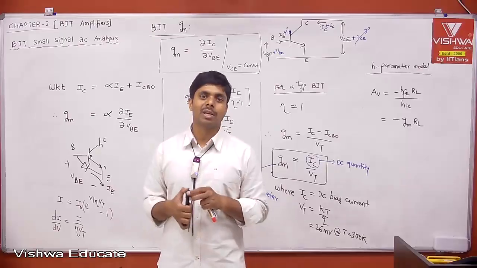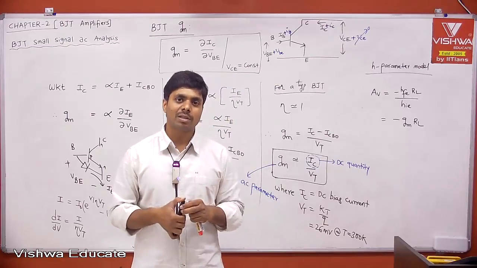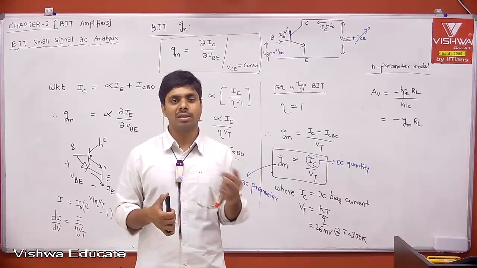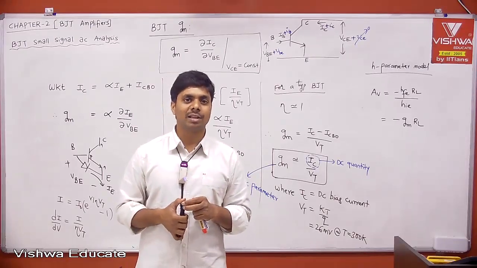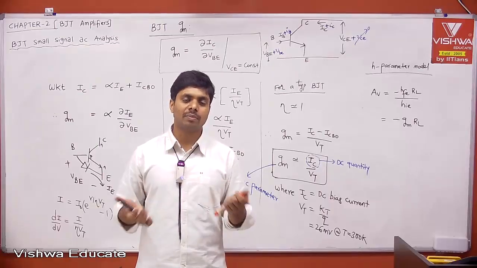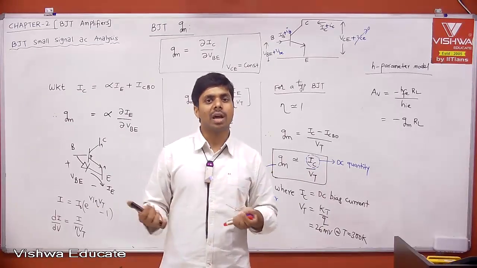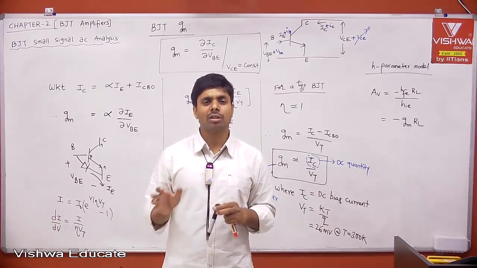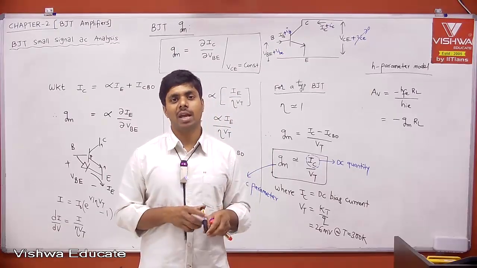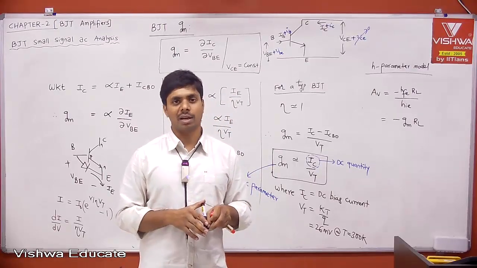Because always, if you take from the H parameter model, we need H parameters. But even if the H parameters are not given, we can correlate to gm, and the gm can be calculated from the DC collector current. Therefore, if you know the DC collector current and the Vt ratio, that is gm. You can substitute that gm here, and then we will get the voltage gain. Majority of the problems are related to gm only. Sometimes gm won't be given directly, and we need to calculate it from the DC current equation.